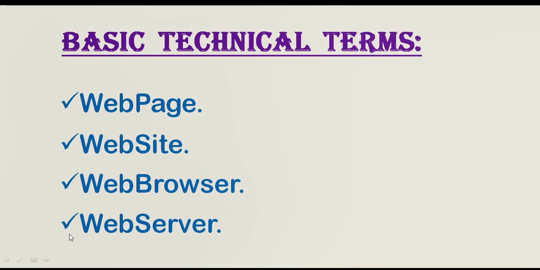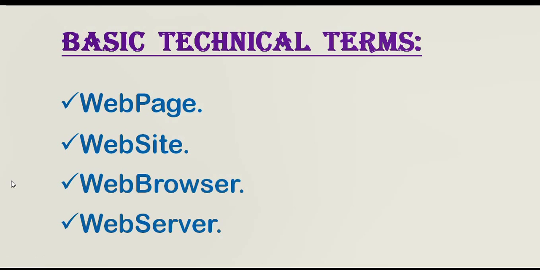Guys, here you need to understand that every term is interlinked. Every term in this slide is interlinked. At first, a web page is a hypertext document which will be displayed by a web browser. And a website is a collection of web pages and the related content which will be identified by a common domain name. And that website should be published on at least one web server.